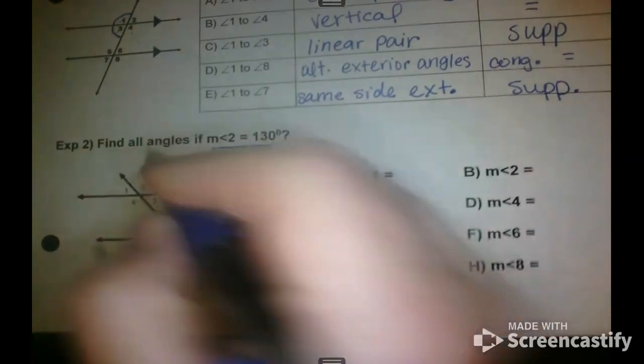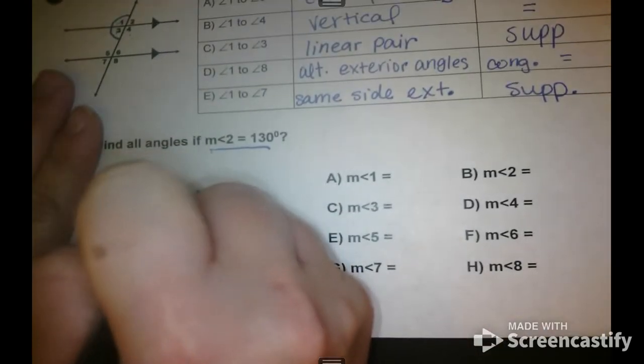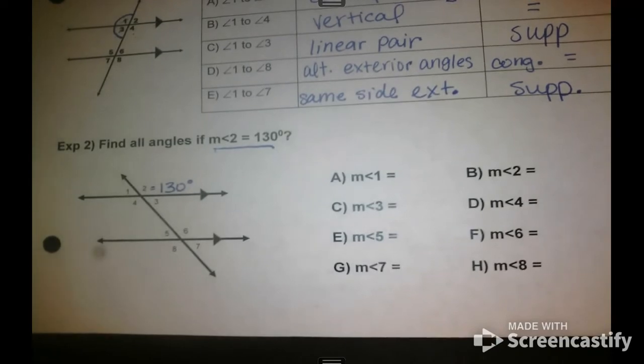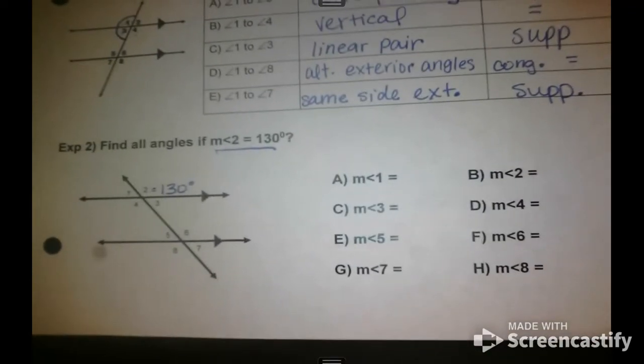So if the measure of angle 2 is 130 degrees, I want to do a little poll. Actually, everybody close your eyes, because y'all are super judgy of one another, and y'all aren't going to be mean to people who don't pick the same thing as you. So everybody close your eyes. I still see eyes open. Close your eyes. Okay. If you think that I can solve all of them with one measurement, raise your hand.